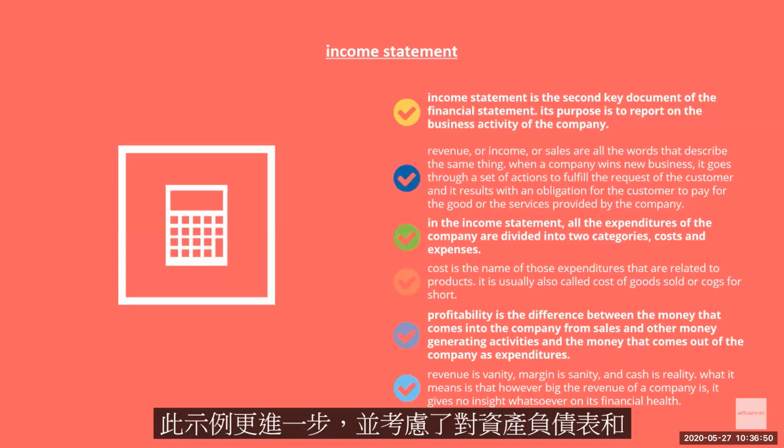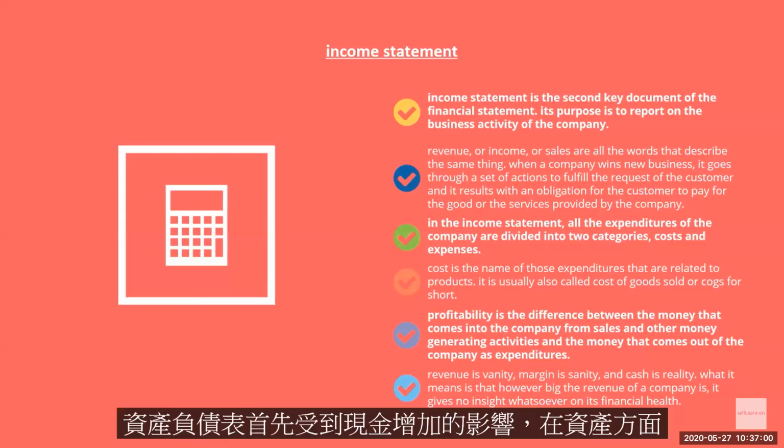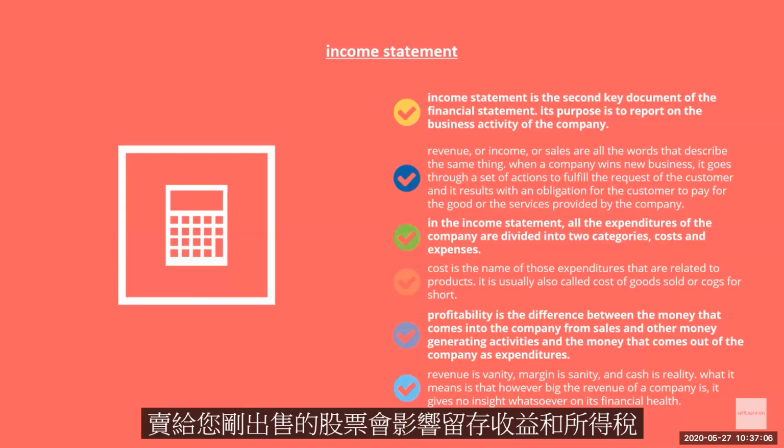Now let's take this example a step further and consider the impacts on both balance sheet and income statement. As you invoice your customer, the revenue side of the invoice is impacting the income statement by increasing the revenue line. On the balance sheet, it's impacted first on the asset side by the increase of the cash category as soon as the payment is made. On the liabilities and equity side, the sale you just made will impact retained earnings and income taxes payable.